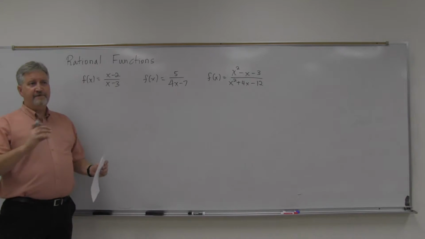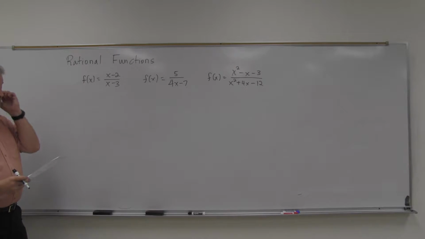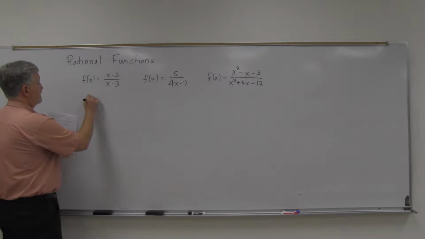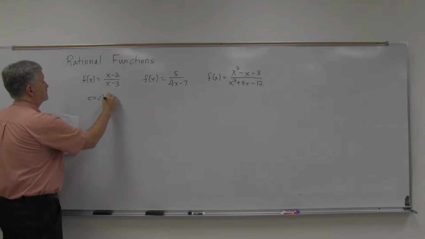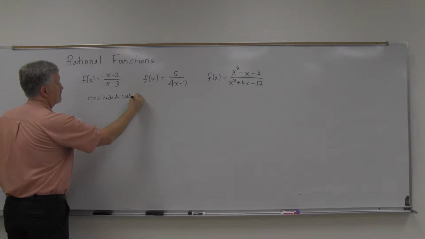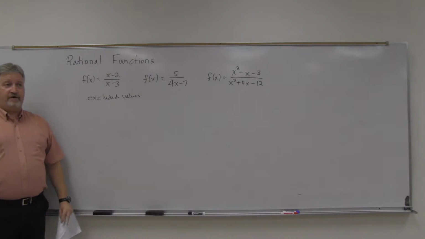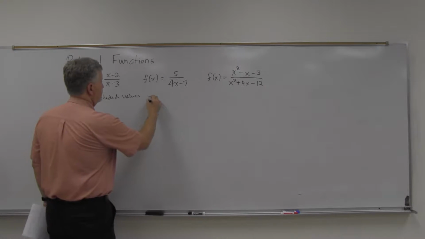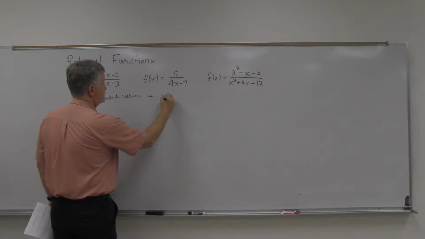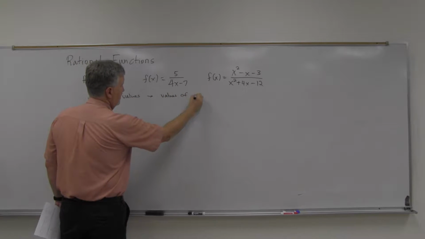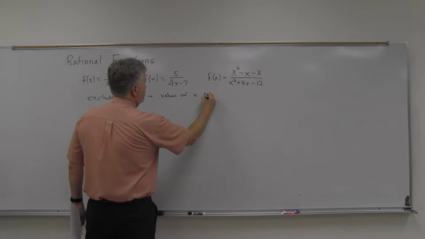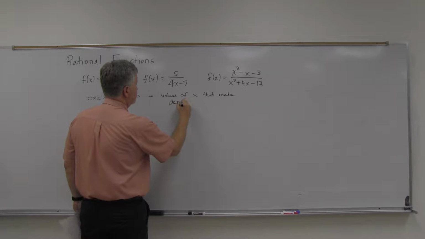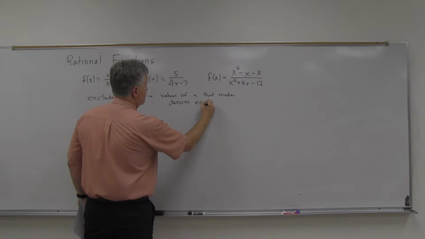So the first thing that I want us to note here are what I call excluded input values, excluded values. Because when you start dividing by a polynomial, we know that the denominator can't be 0. So excluded values here are values of x, the input value, that make the denominator equal 0. One way to put it.